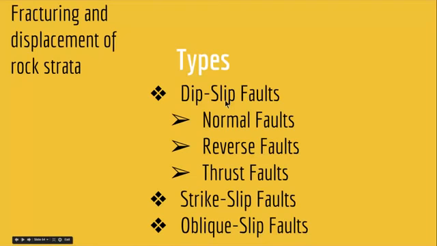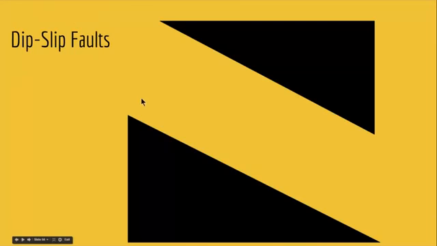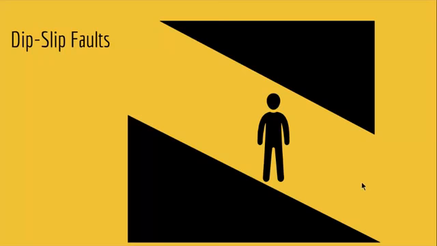Dip slip faults, we have three kinds. We have normal faults, we have reverse faults, and we have thrust faults. So let's see what each of these are. But first, you have to understand that since dip slip faults are faults where the direction of movement is at an angle, either the broken parts will go up or down. And imagine you have someone standing in between these parts. So you have this part and you have this part, so either this one will go up or down, or this one will go up or down.